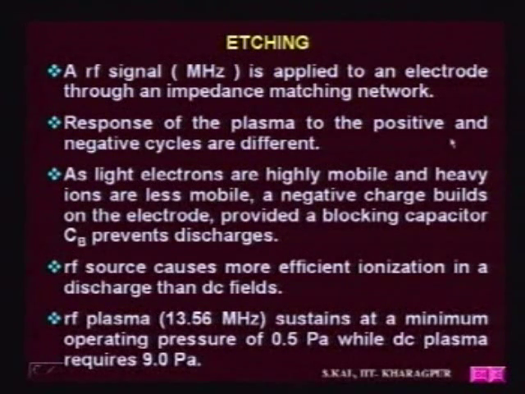The response of the plasma to the positive and negative cycles is different, and I just explained the behavior of the plasma in the negative cycle as well as in the positive cycle. As light electrons are highly mobile and heavy ions are less mobile, a negative charge builds on the electrode, provided a blocking capacitor Cb prevents discharge. In the earlier diagram I showed you the Cb, the blocking capacitor, that will prevent discharge of the negative charge accumulated on the cathode electrode.